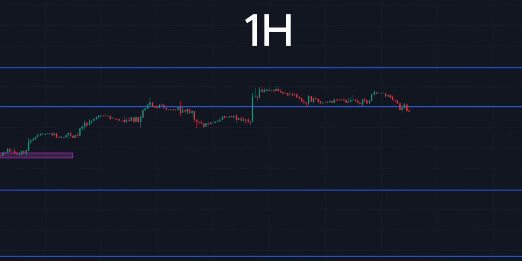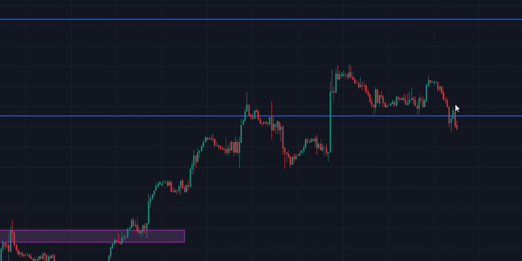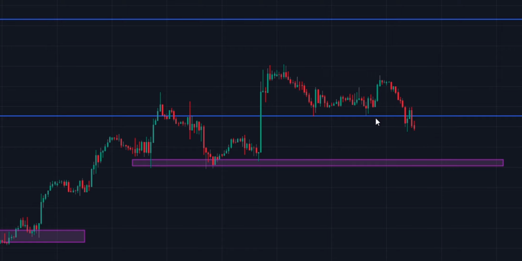So on the 1-hour time frame, that is the time frame we are going to use to identify the picture and the structure, which we are going to use to get our entry. So we are going to draw further zones on the 1 hour. You can see this is our next zone.